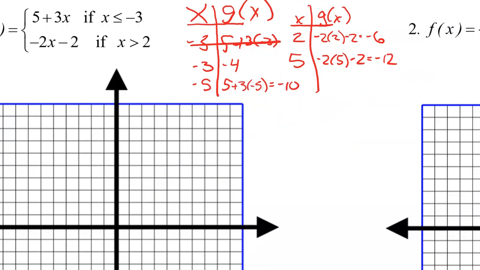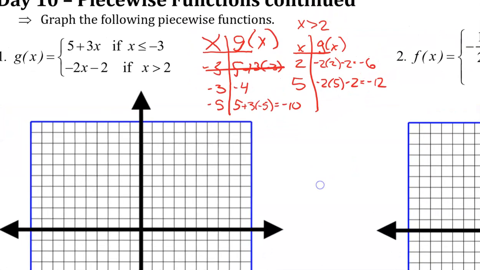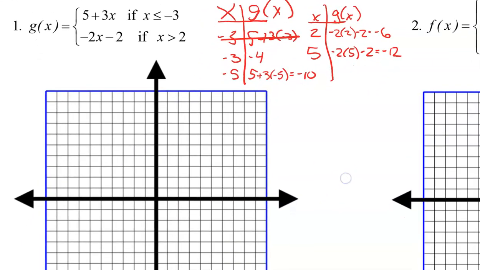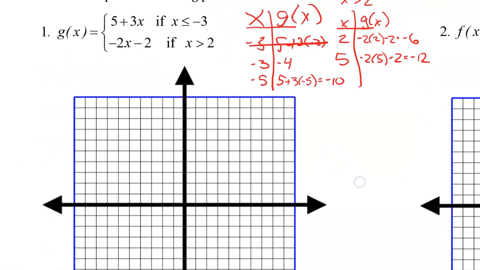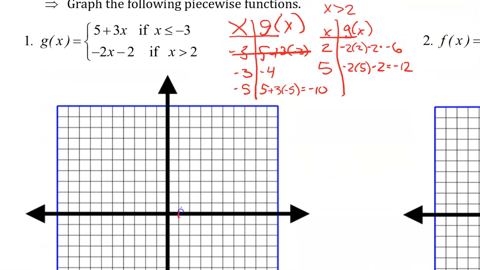Now we have everything we need to be able to graph. We are going to want to change our scale again, so we'll use a scale of 2 to 1. 2, 4, 6, 8. 2, 4, 6, 8. Same thing on the negative side. We'll have g of x and x.